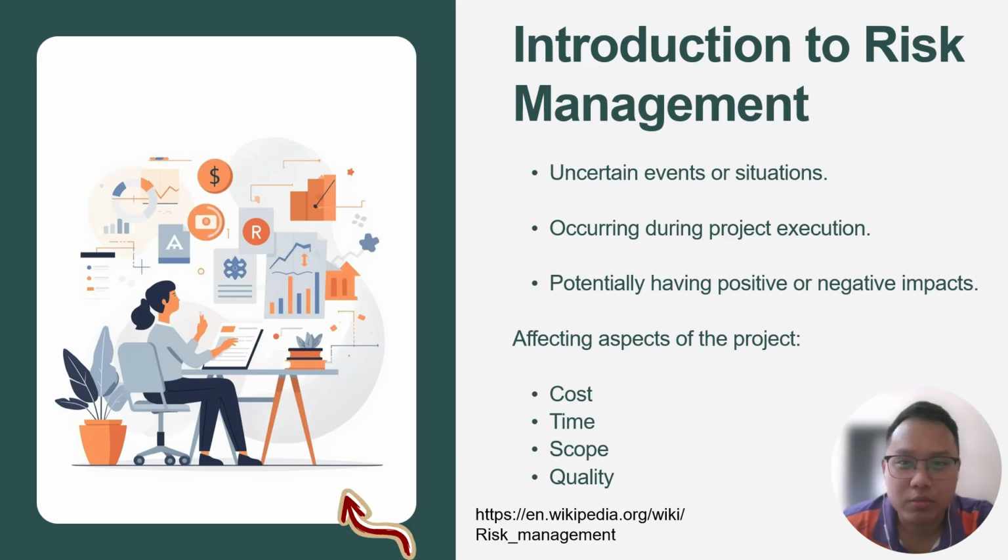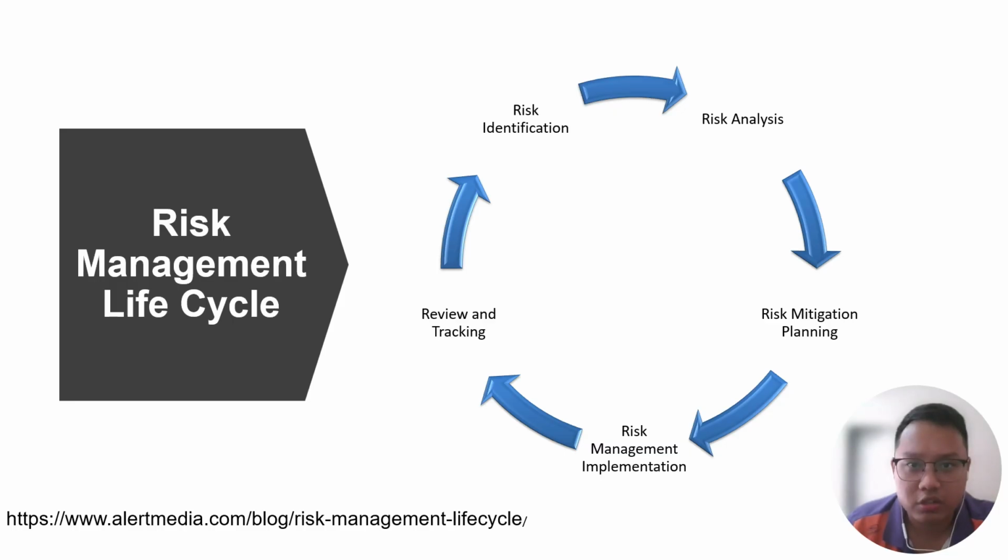The core of risk management lies in identifying various uncertain events that may impact a project. The risk may arise at any step during project execution and may yield either positive or negative consequences. Moreover, risk can affect the project's key constraints such as cost, schedule, scope, and quality. The slide shows that risk management is a continuous cycle. Risks are identified, analyzed, planned for, implemented, and reviewed throughout the project life cycle.